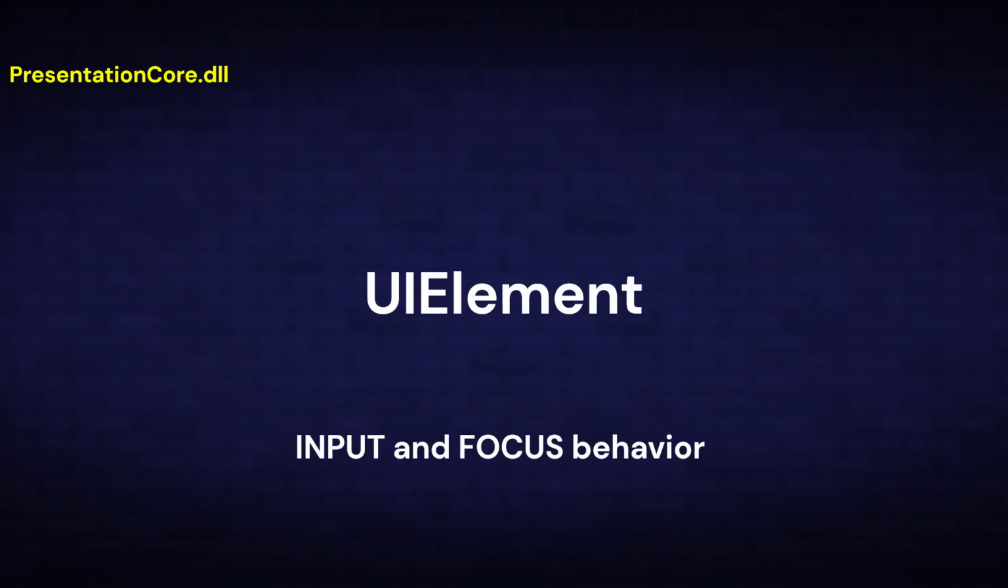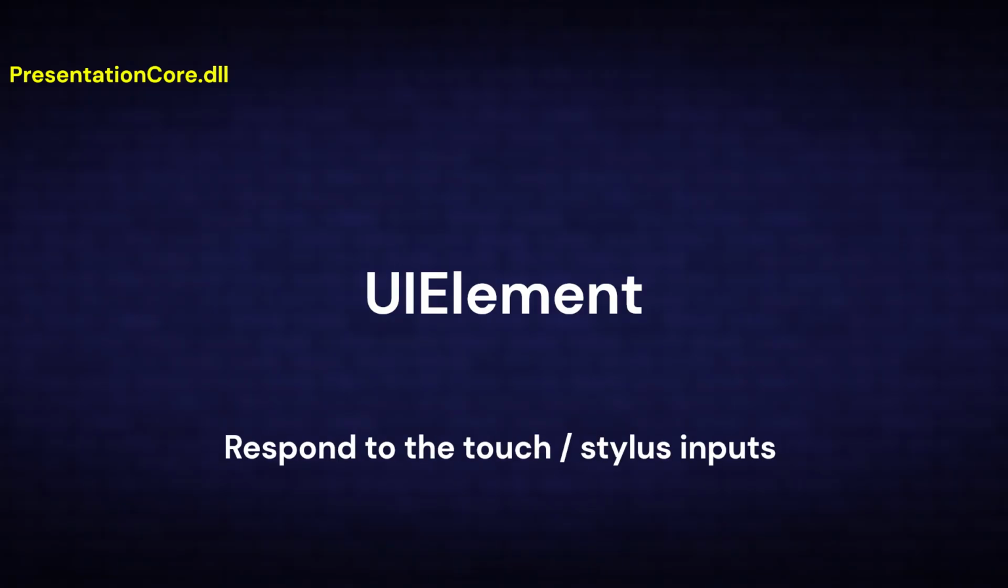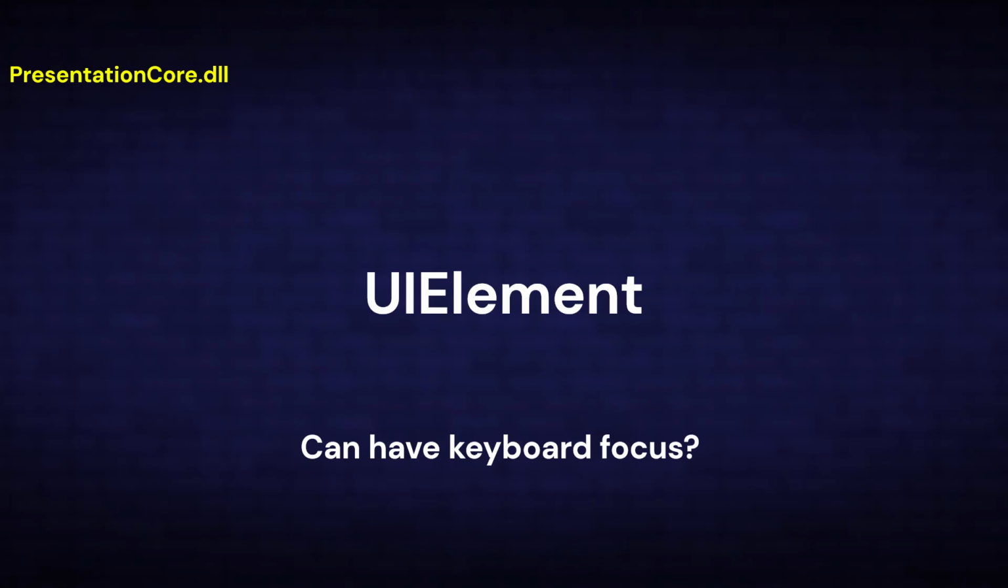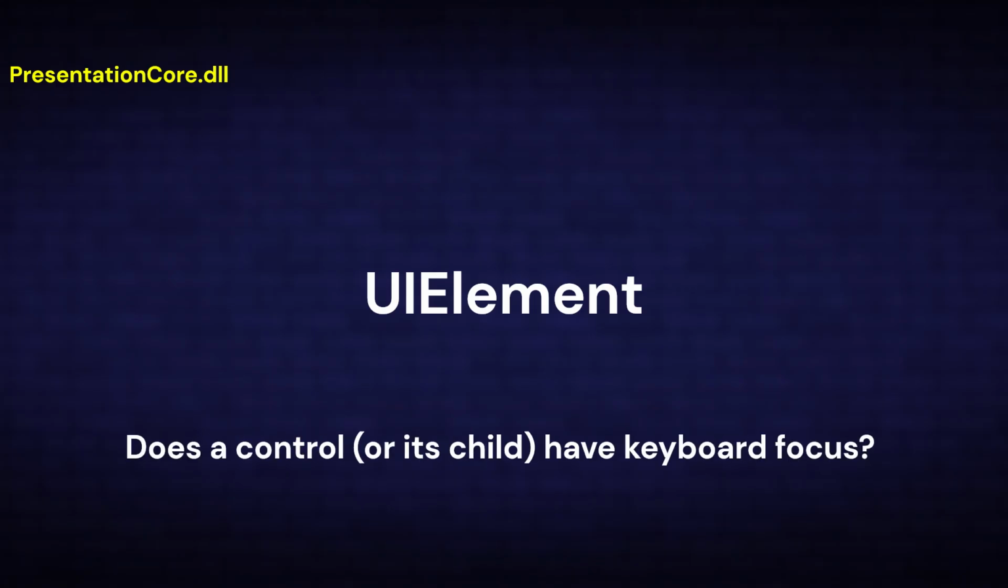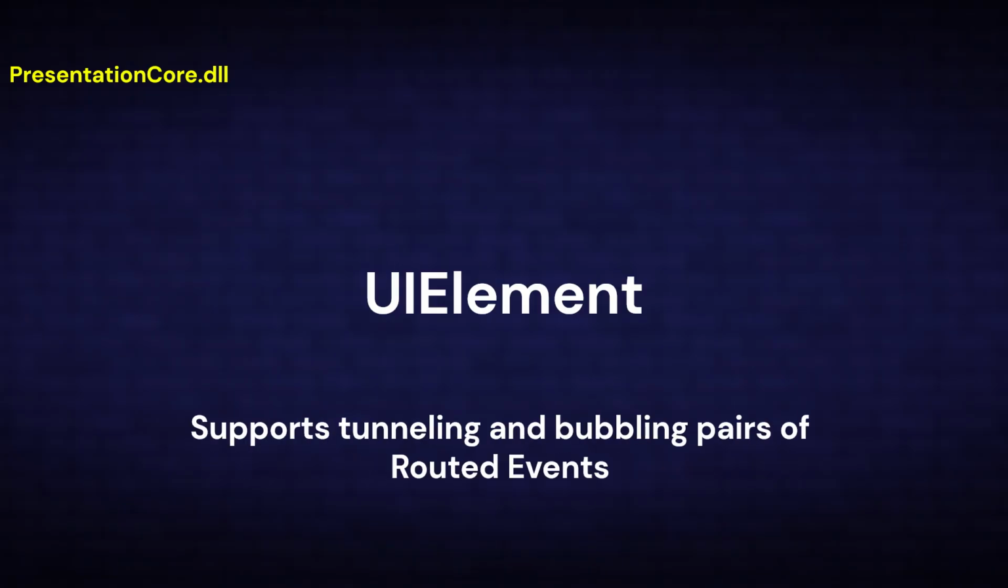This includes how the control responds to keyboard and mouse inputs, touch or stylus inputs. Also, whether a control can have keyboard focus, and whether it or any of its children have the keyboard focus. UIElement class provides the ability to render a control as a child of another control. It also contains logic for sizing and positioning of the child controls. This class supports routed events, which is a very important concept about how events are raised in the WPF user interfaces. We will deep dive into those concepts later.